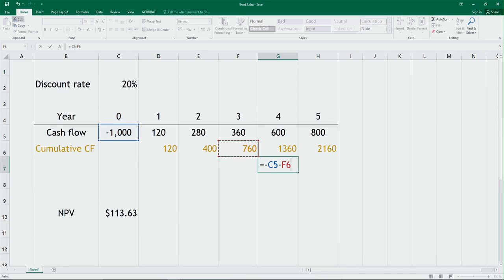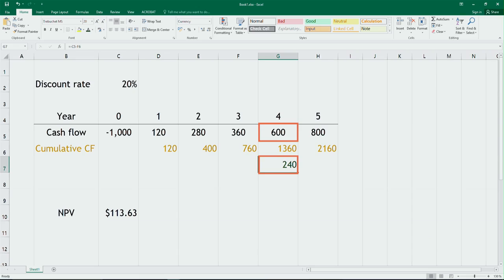Then we can measure the difference between the absolute value of the initial investment and the cumulative cash inflow by the end of the previous year. Okay, if we get the cash flow of just $240 more in year 4, we finally achieve our goal.